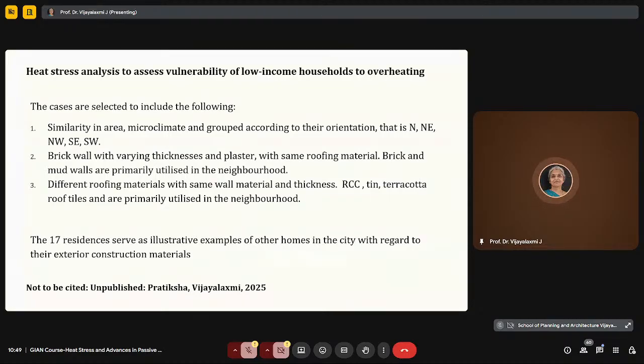These cases are selected to include similarity of area and microclimate, grouped according to orientation. So these four, five orientations we have classified the houses as: brick wall with varying thicknesses and plaster with the same roofing material. Brick and mud walls are primarily utilized in the neighborhood. Different roofing materials with the same wall material and thickness: RCC, tin, terracotta roof tiles, these are primarily utilized in these neighborhoods.